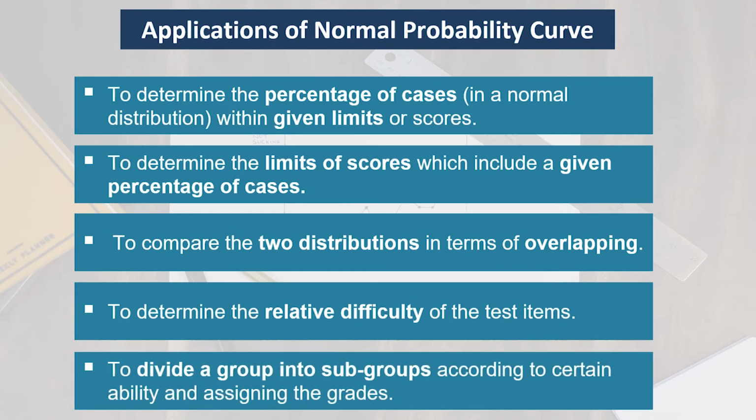And the fifth application is to divide a group into different subgroups according to certain ability and assign grades. Here a large group is given, so how do we make different subgroups according to the abilities of the students in the subject? So these are the 5 different applications we will be discussing. In this video lesson, we will discuss the first 2 applications. In application number 1, the limit is given and we find the percentage, and in application number 2, the percentage is given and we find the limits.